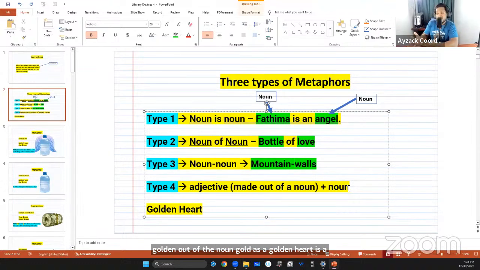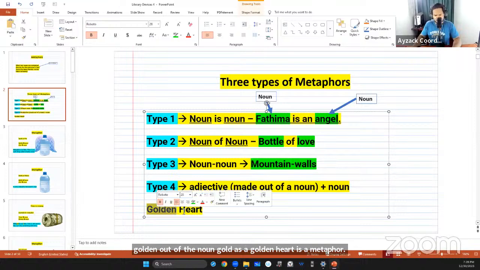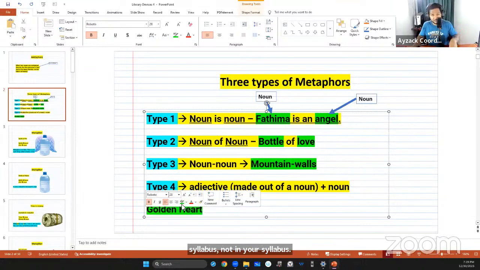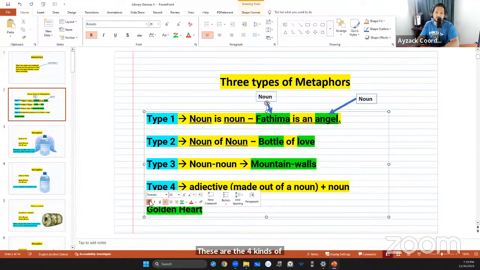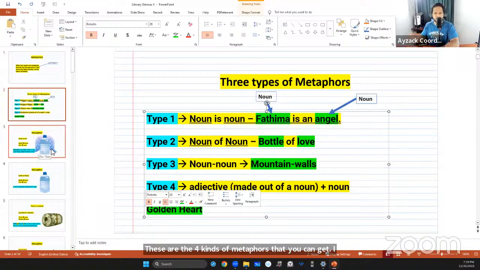So these are the four kinds of metaphors you have in the subject. It does not matter what kind of literature you learn, O-level, A-level, diplomas, HNDs, university level, does not matter. These are the four kinds of metaphors that you can get. I will be looking into poems. I won't explain one poem today. We'll be looking inside poems and taking examples from the poems, by the way. Let's move forward.